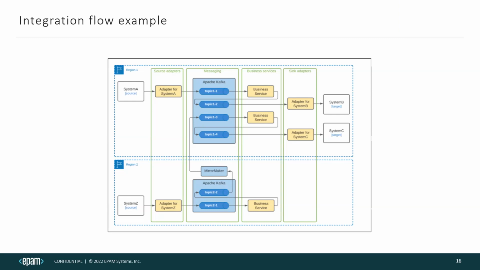Okay, and the main problem here: if you need a request-reply mechanism, it's not possible to implement using Kafka Connect technology. It's only one way from the source system to the target system without a response.